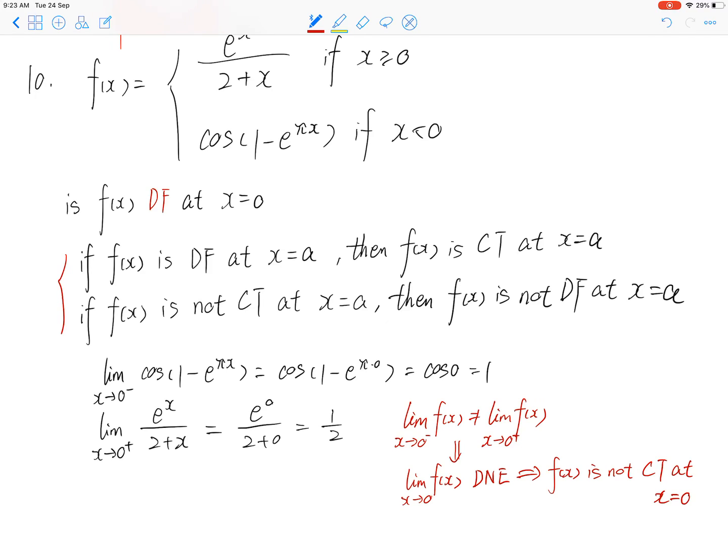So is f differentiable at x equals 0? f(x) is not even continuous at this point, so f(x) is not differentiable at this point. Okay, this is the easiest way to solve this problem.